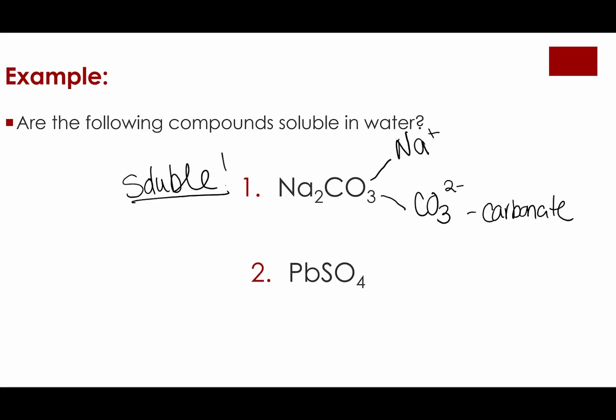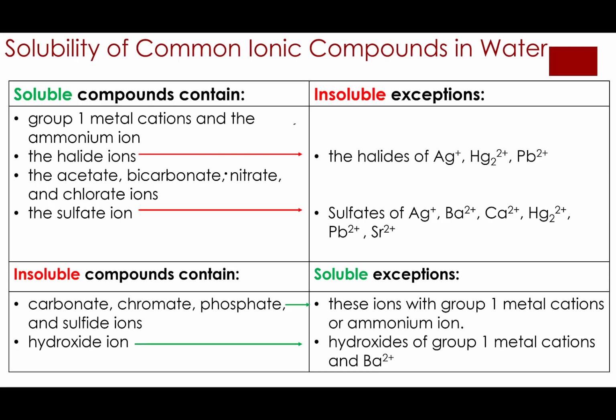Okay. If you wanted to start from the carbonate, that would be fine. So you're like, oh, I recognize carbonate, and here it is down here. So carbonate is typically insoluble. But if it is attached to a group 1 metal, that would be an exception to the rule, and this exception makes it soluble. So just a different path, but we get the same outcome, that this first one is a soluble compound.